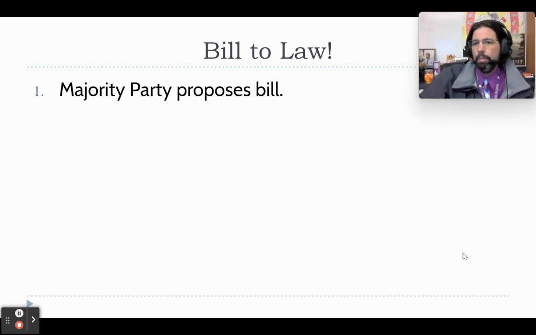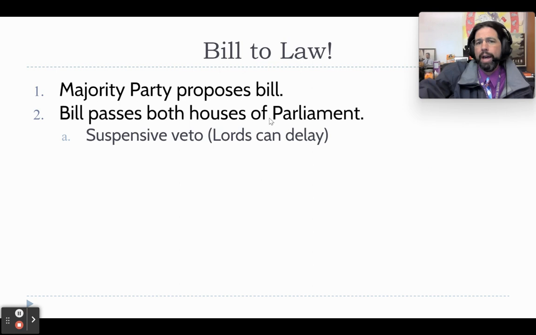Now, how does a bill become a law in a parliamentary system? Pretty simple. A majority party proposes the bill. Remember, this isn't like Congress. The minority party can just complain, and that's it. But the majority party is going to get that bill passed eventually. The bill has to pass both houses of parliament, the House of Commons and the House of Lords in the UK. There is, of course, the suspensive veto, so the Lords can delay that bill, but eventually that bill is passing.